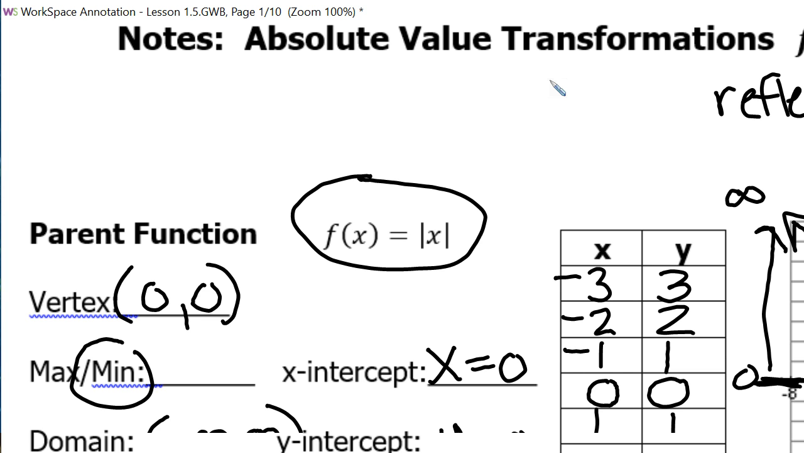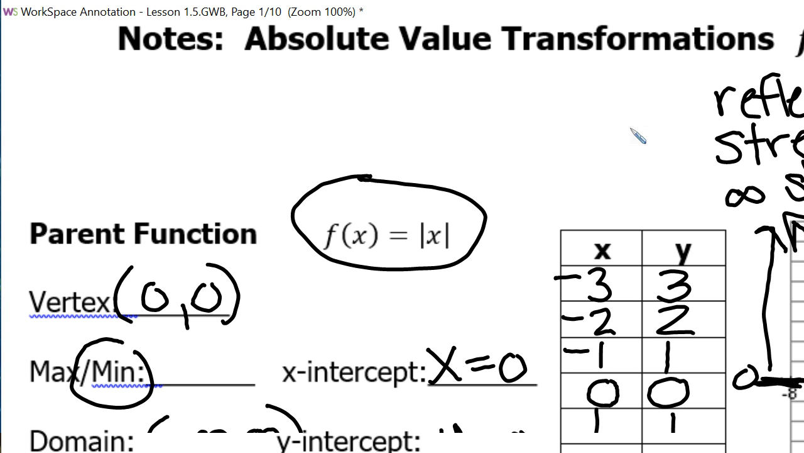Yesterday we saw a 2 out front. Do you remember what the 2 out front made our graph do? Stretch. That's factor of 2. So the a value can make it stretch. And when we had the 1/2 out front, what did it make our graph do yesterday? Shrink. So the a value can make it reflect, stretch, or shrink. So the a value can do 3 things.